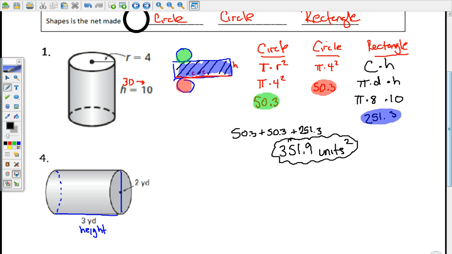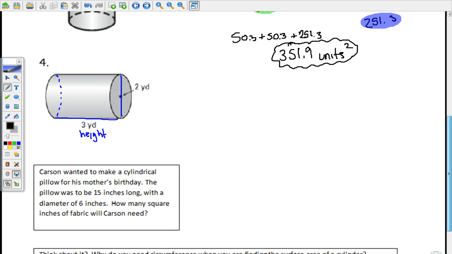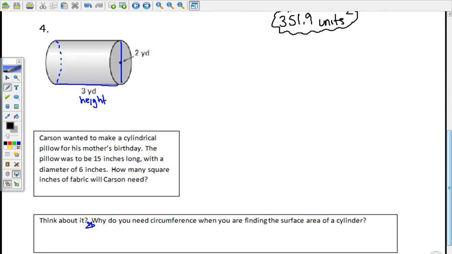All right, next part. Once again, we're going to do the same type of thing. This cylinder is laying on its side now. So for this one, we still have to label everything that we have. We have two circles and the rectangle there. So the circle has a radius of actually just 1. Half of 2 is 1.